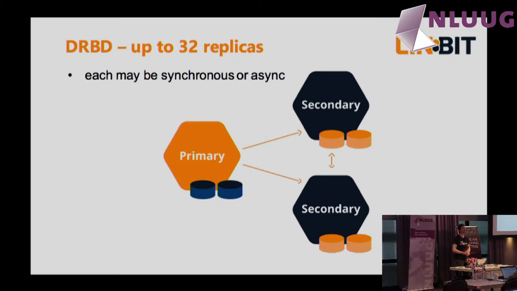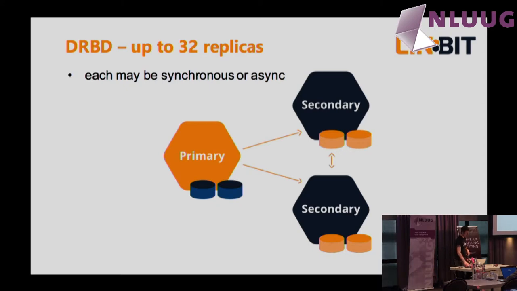Will it wait till it's written to all 32 or only to one other one? Yeah, so the question is whether DRBD waits until the primary has written to all secondaries or only to one secondary, and the answer is straightforward, it waits for all of them. So it's really synchronous towards all secondaries.